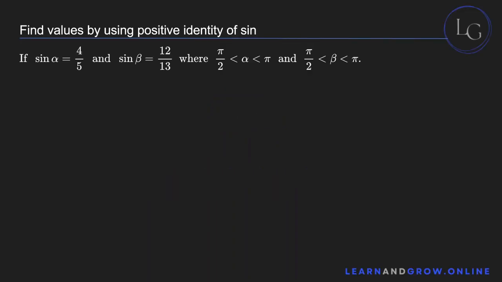Okay, so this is an interesting question. It says that we have to find sine alpha plus beta, and the information that is given to us is this. Sine alpha is equal to 4 by 5. Sine beta is equal to 12 by 13. And it says that this alpha lies between pi by 2 and pi. And this beta also lies between pi by 2 and pi.